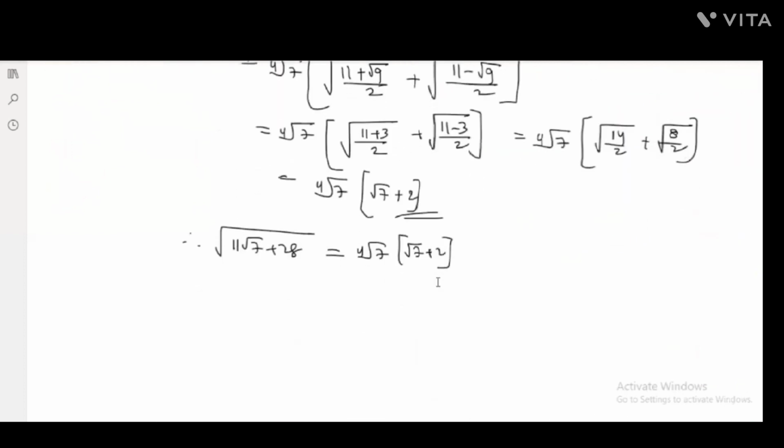So hope everyone is clear with this topic. So thank you all. The next topic is how to find the cube root of a surd, and some more examples and its applications. We'll see that in surds part 3.